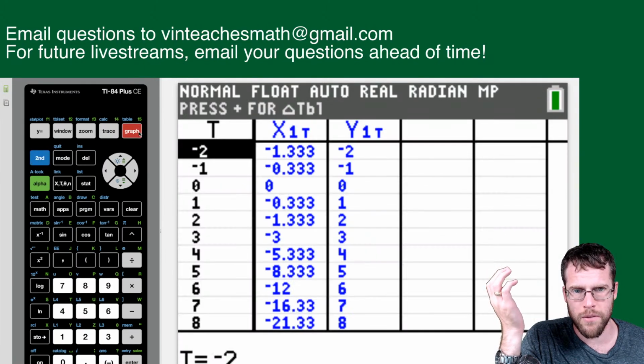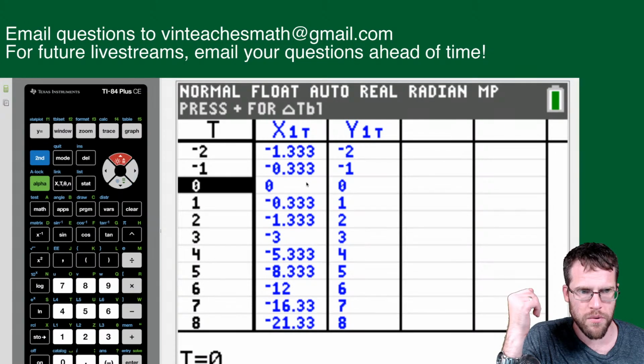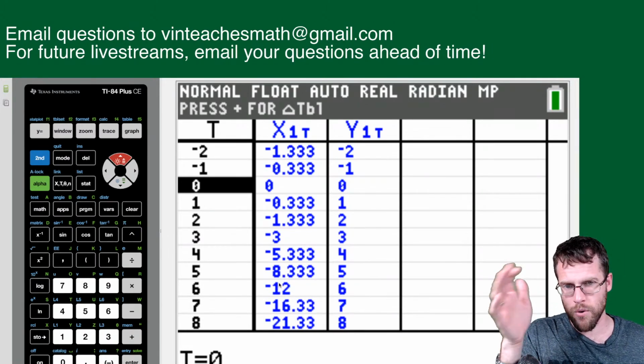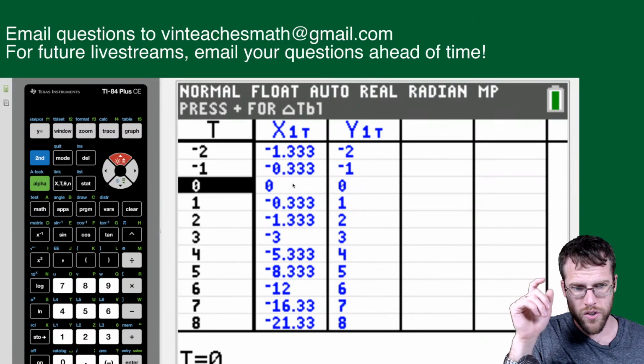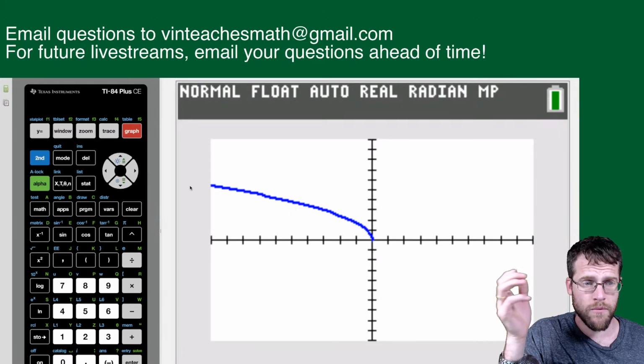And then if you were to pull up a table, you see here, if you start at 0, you're at the point 0, 0. And then when t equals 3, you're at -3, 3. T equals 6, you're at -12, 6. So this gives it a sense of motion, that you're starting at 0, 0, and then heading in the northwest direction as time goes on.